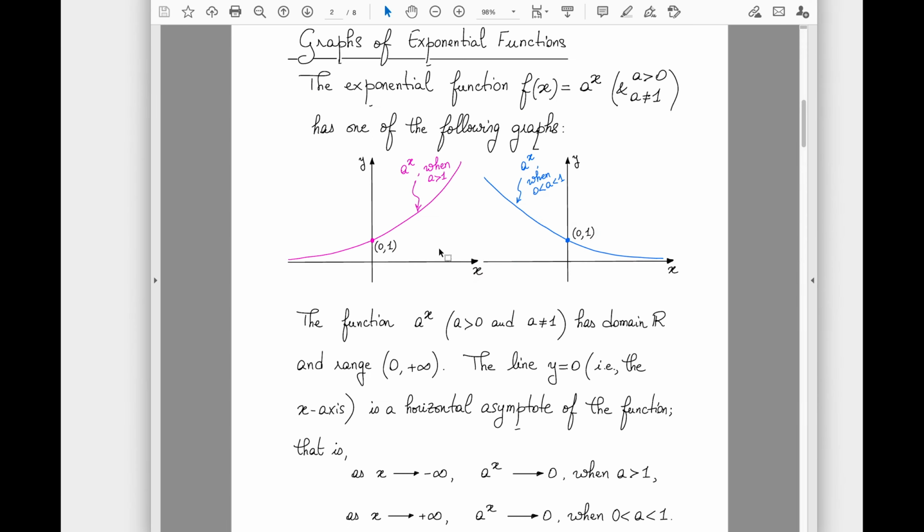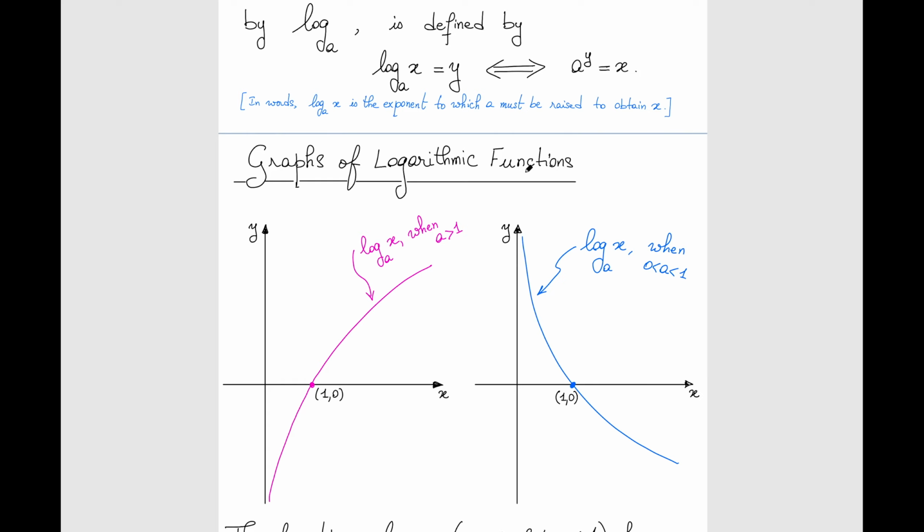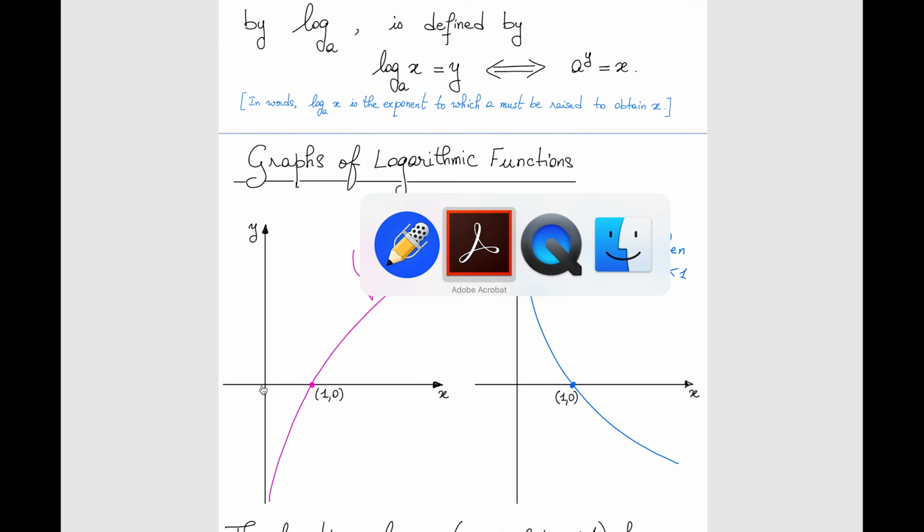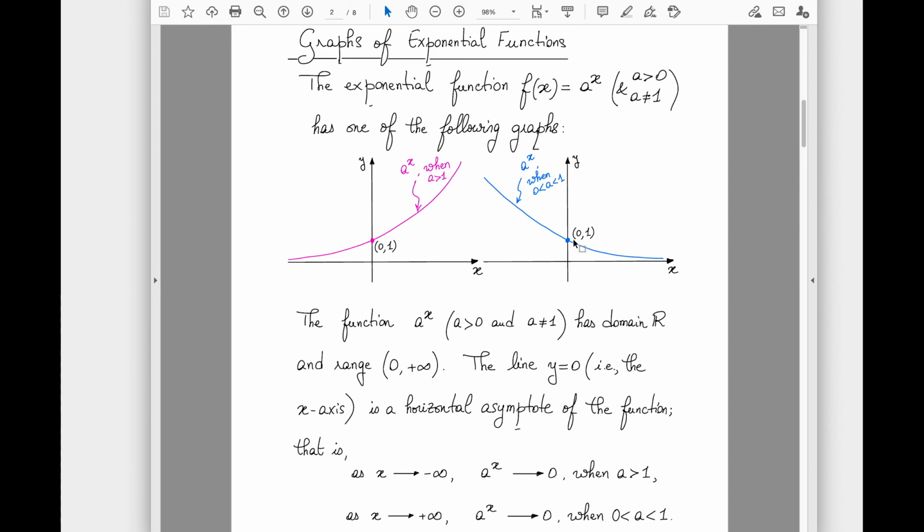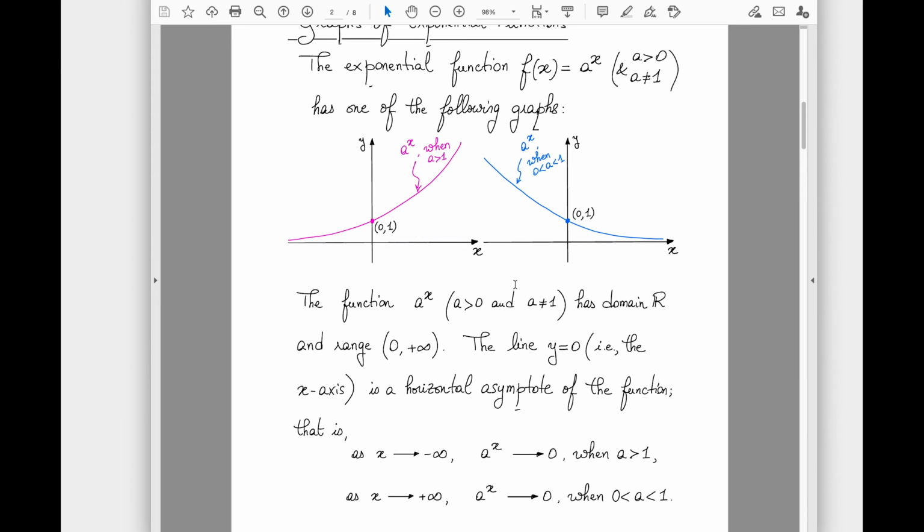And when a is between 0 and 1, the trend is like this for the exponential function with base a. So the log function with base a is going to be this one, right? It also is going to intersect the x-axis at (1, 0), because the exponential function used to cross the y-axis at (0, 1). Make sense? All right.